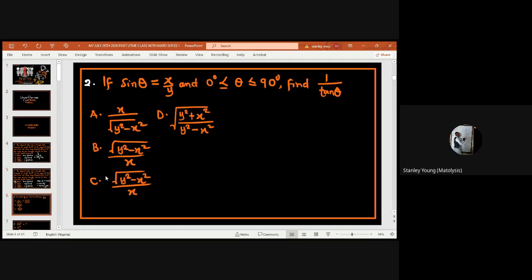This is a question on trigonometry. And what are you expected to know here? You need to know the acronym SOHCAHTOA. This is a common acronym for finding trigonometric ratios like sine, cosine, and tangent. Sine means opposite over hypotenuse. Cosine, adjacent over hypotenuse. And tangent is opposite over adjacent. And all this applies in a right angle triangle.